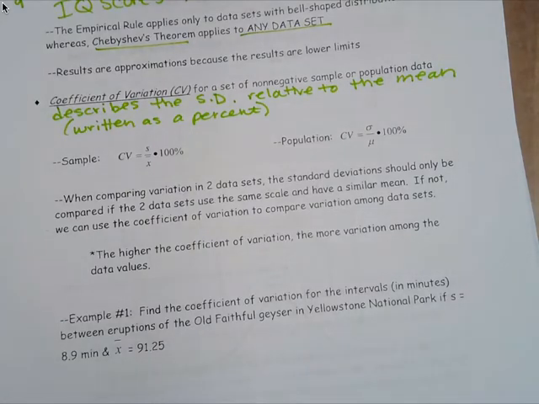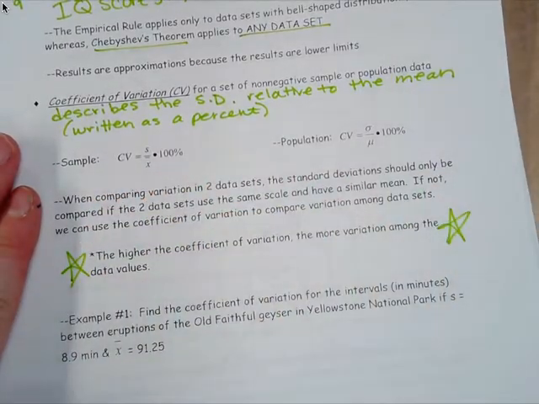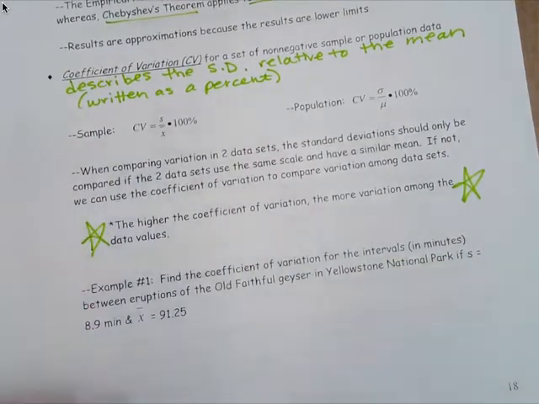So the higher the coefficient of variation, the more variation among the data values. You want there to be little variation in your data, because if you have little variation in your data, you'll be able to use that data to make predictions. But if there's a large variation, it makes it hard to use it to make predictions.